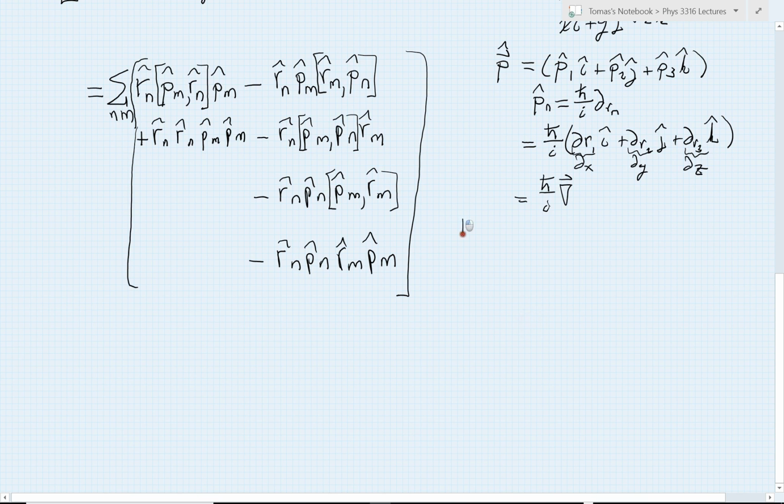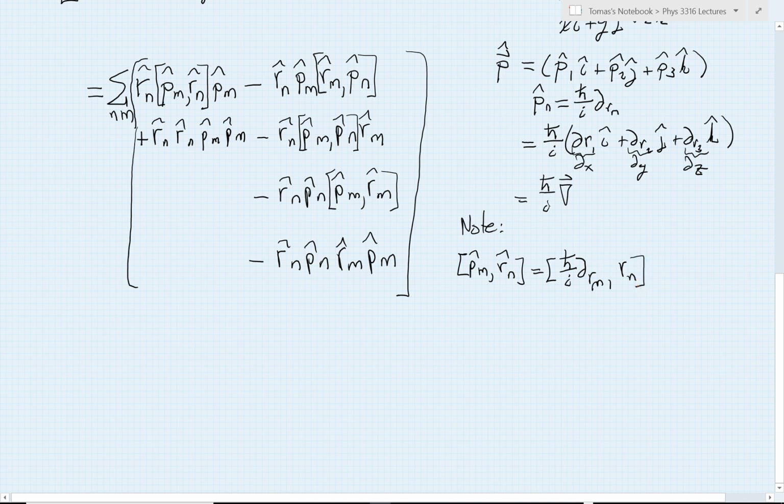So this is a side note. If I have a commutator of p hat m with r hat n, if I think about what this is, p hat m is h bar over i times the derivative with respect to the mth coordinate, so that's r sub m, and that's being then commuted with r hat n. The operator r hat n in the position representation is just the coordinate r sub n.